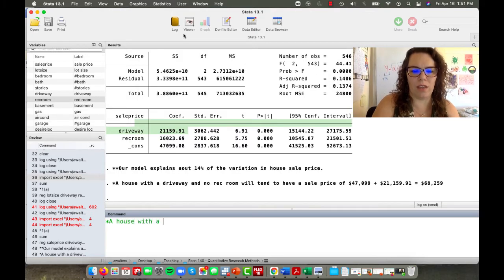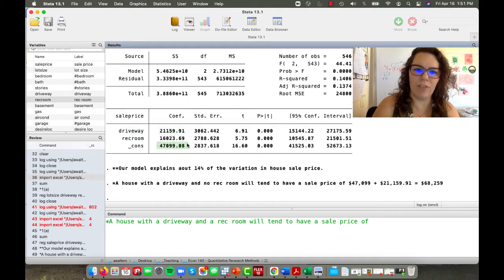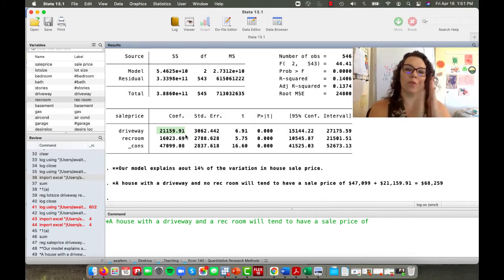A house with a driveway and a rec room will tend to have a sale price of all of these together, the constant alpha hat plus beta 2 hat plus beta 1 hat. And so that's what we can do here with these dummy variables, is we can basically have 4 different estimates for the sale price of a house, depending on whether the D's are equal to 1 or 0. And we went through this in lecture. So if a house has both, then we count both coefficients. If it has 1, we only count the coefficient for what it has. If it has neither, then it's just the constant.